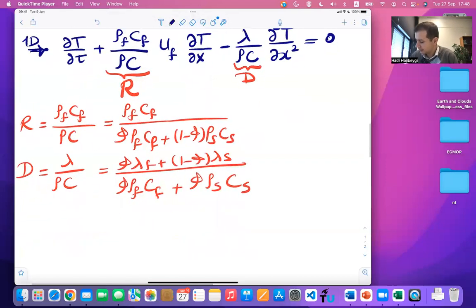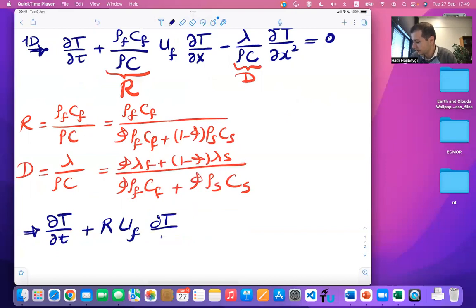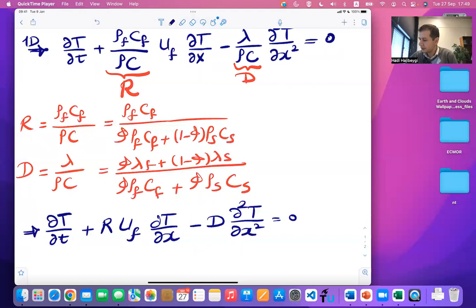Now I can write my equation finally as dT over dt, the change of temperature over time, plus R U_fluid dT over dx, minus D times the second derivative of temperature with respect to space, equals 0. The first term represents internal energy. This term represents convective heat transfer. This term represents conductive heat transfer.